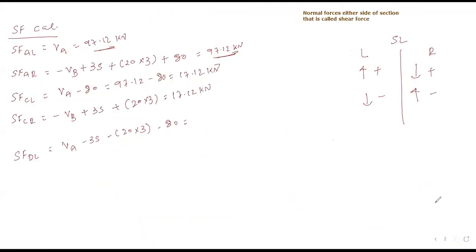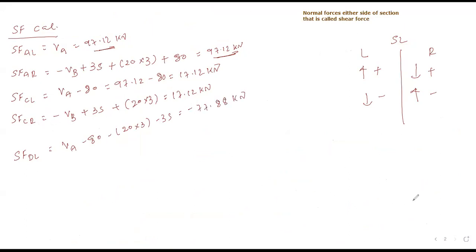Just a minute. I have made a typo mistake here. Minus 80 will come first. Minus 20 into 3 minus 35, minus 77.88 will come. Check it.